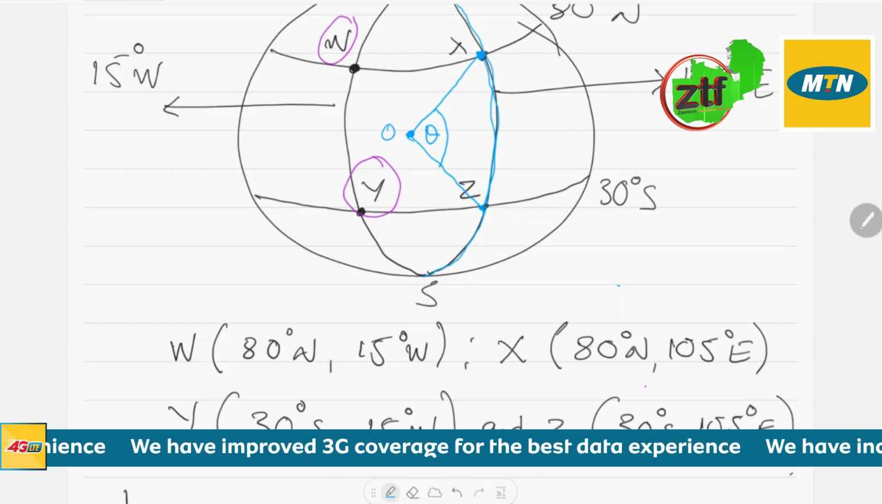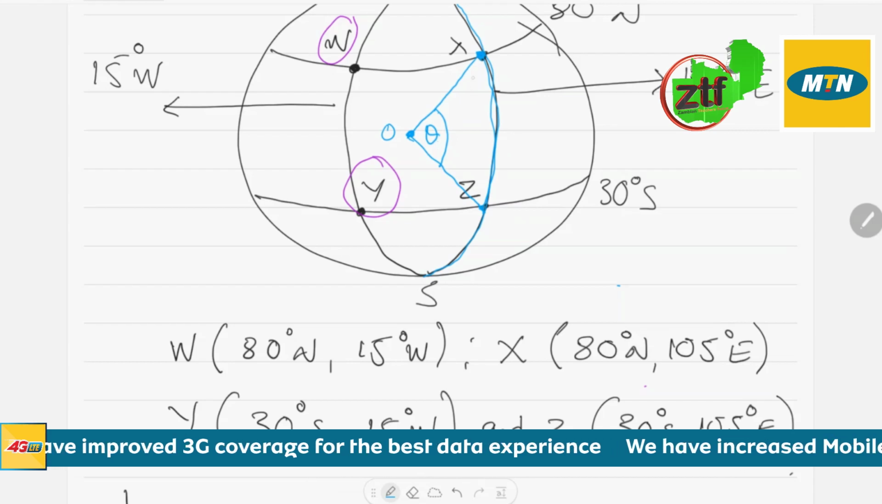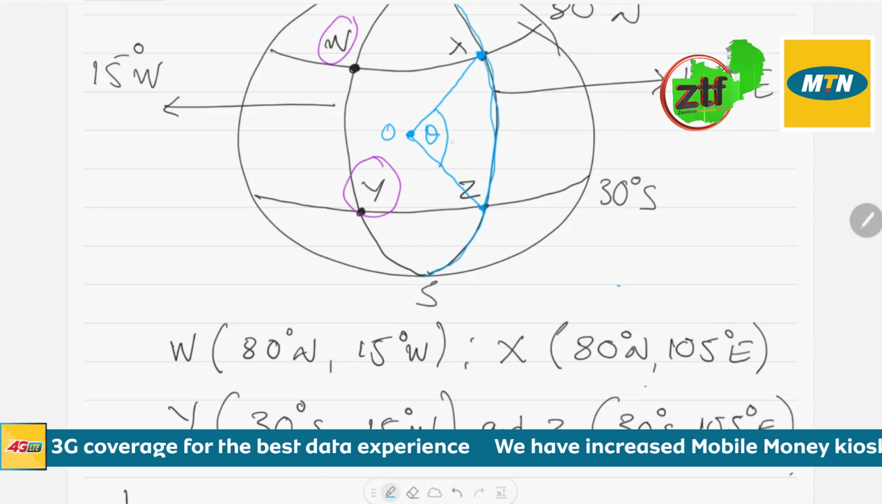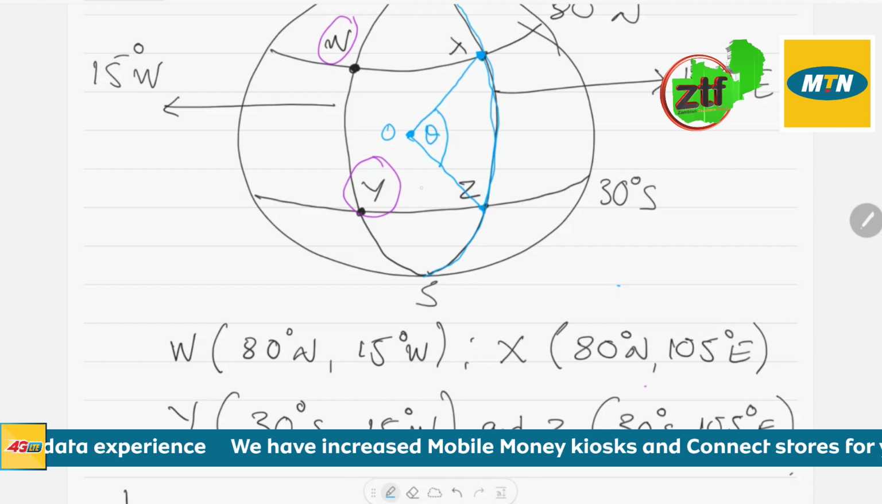So the angular distance, which is the angle subtended by the arc XY at the center of the Earth, will be given by the difference in latitude between W and Z, between X and Z. As you can see, the angular distance between W and Y is the same as the angular distance between X and Z, because these are on the same latitude. So we found the difference in latitude. Since they are on the same latitudes, we just use the same angular distance.